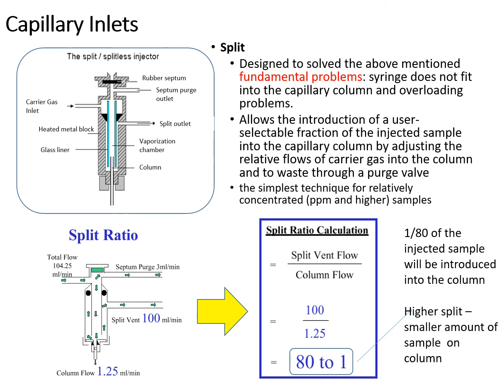It is the simplest technique for relatively concentrated samples, ppm or higher. Usually, in a split ratio of 1 over 80, 1 part in 80 of the injected sample will be introduced into the column. Higher split, smaller amount of sample on column. So the calculation here shows the split ratio calculation.